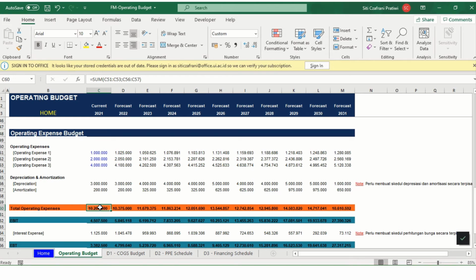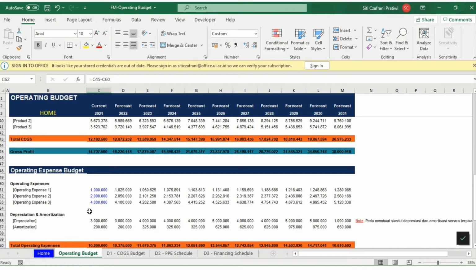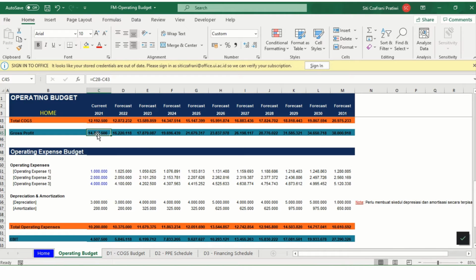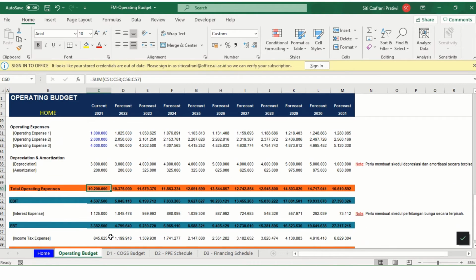And you have the total operating expense here, and earning before interest and taxes is simply gross profit minus the total operating expense, and you will get EBIT, or earning before interest and taxes. And you will have your interest expense here. I will discuss the interest expense in another section after this. In the financing schedule, we will discuss how to calculate the interest expense.